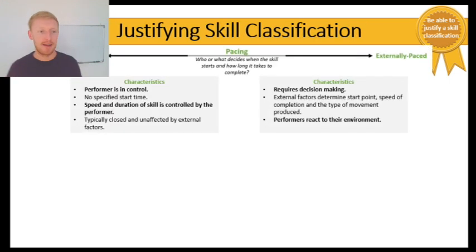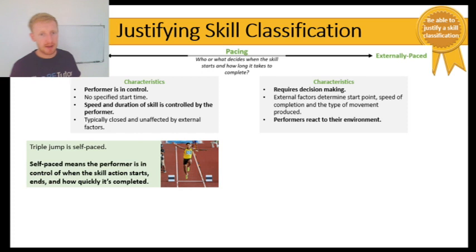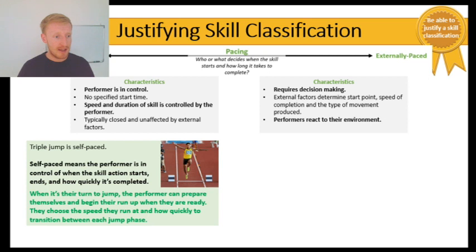And lastly, pacing. We've got self-paced, externally paced, the triple jump, like we said. If we think about what self-paced is, it's to do with the timings. Who can influence the timing? What can influence the timing? With the triple jump, it's the performer. They're in complete control in their run-up, in their transition phases, in their landing, in essence, because they've decided how high and far to jump, which determines how long they're in the air for.